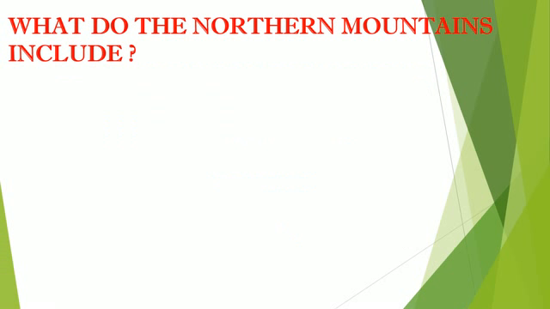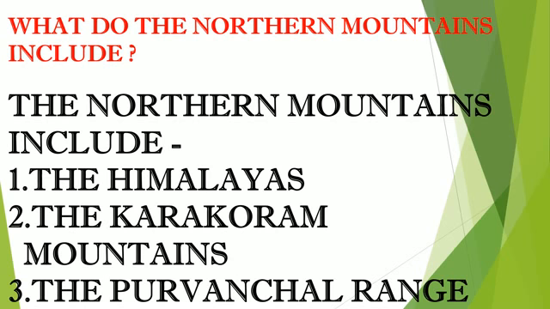Now let's start. First of all, you should know what the northern mountains include. This we have studied in the previous chapter also. In my last video, I included it. So, the northern mountains include the Himalayas, the Karakoram Mountains, and the Purvanchal Range. All these three mountains together, or you can say collectively, are called the Northern Mountains. And you know it very well that these mountains are in the north of our country.